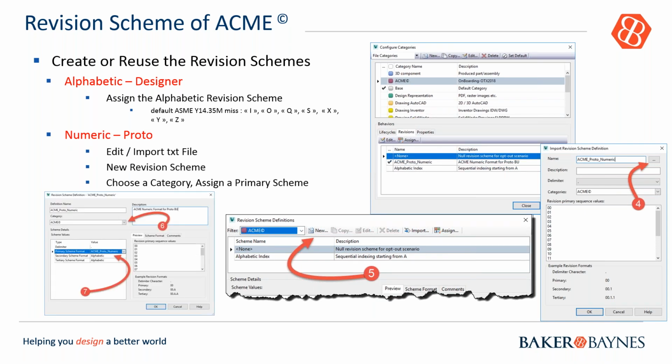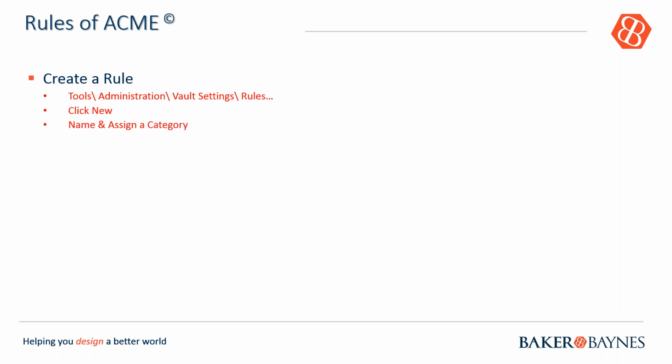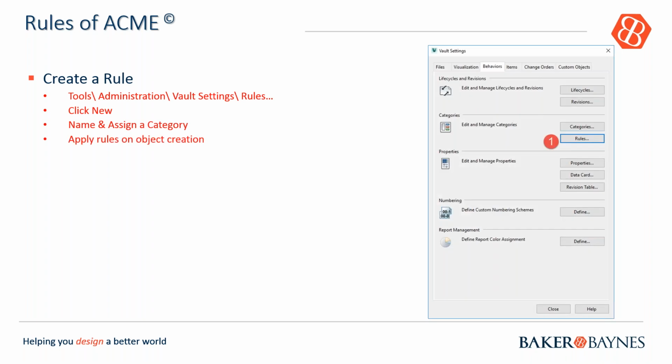And once that's assigned, you could assign it to a specific category and have that revision scheme follow along with that life cycle. Okay, so just to look at some of the rules of this ASME life cycle that we've got there. We create the rule first, and of course we go into tools, administration, vault settings, rules to create our category rule. We click on new, we name and assign the category, apply rules on object creation, right?